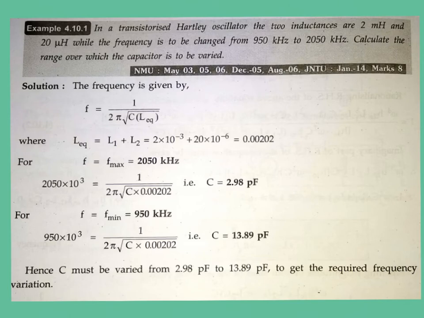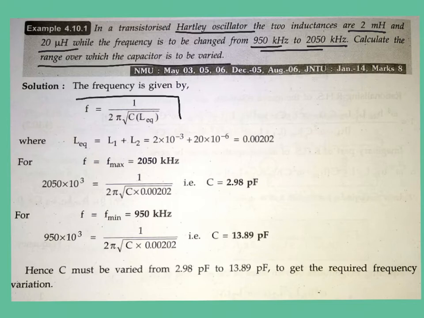Now in the next problem, he has given a Hartley oscillator, which has two inductances, 2 millihenry and 20 microhenry. Here the frequency is changed from 950 kHz to 2050 kHz. So this is the range of frequency which we have to vary. Then what he is asking is to find the range of capacitance value. We know that the formula for the frequency of operation of Hartley oscillator is f equal to 1 by 2 pi square root of C into L equivalent. Here L equivalent is nothing but L1 plus L2.